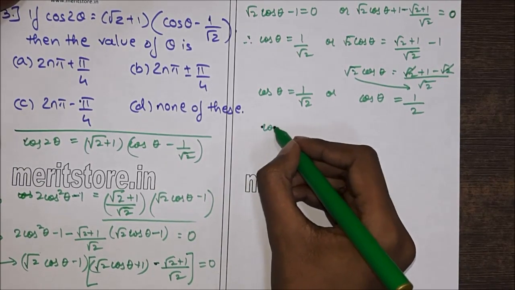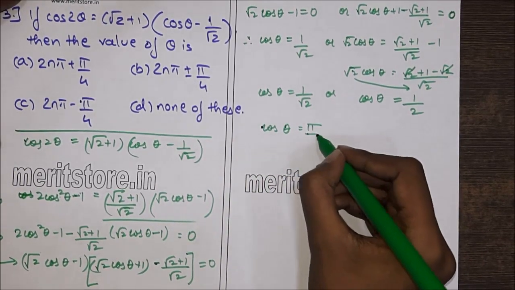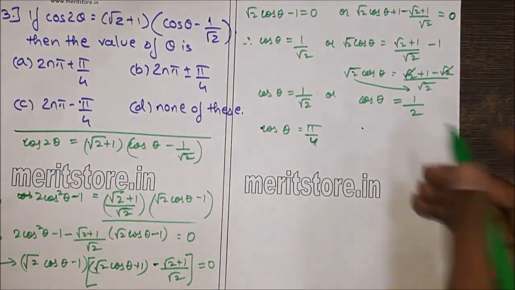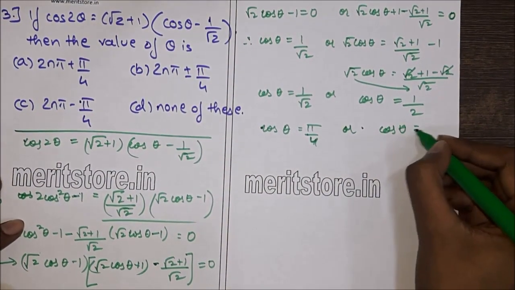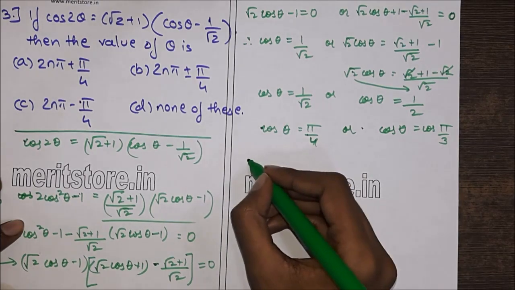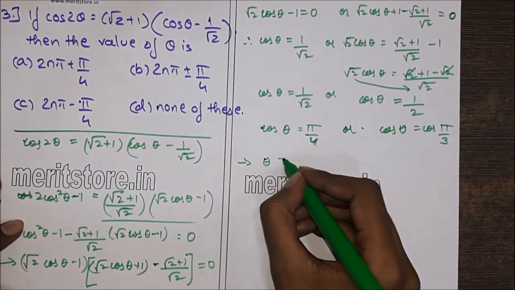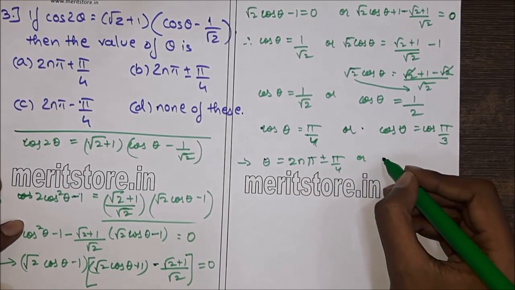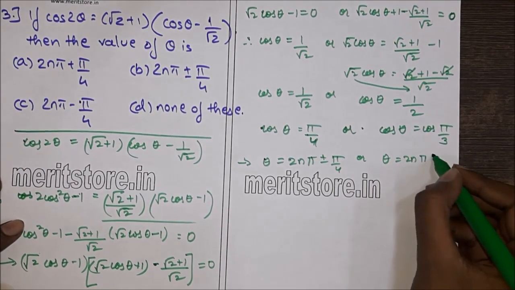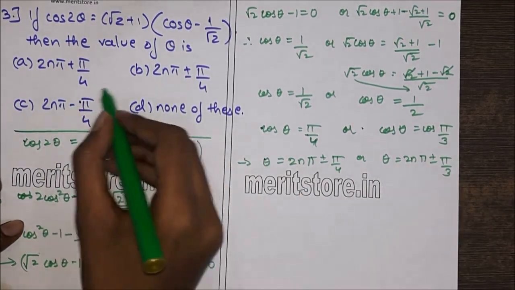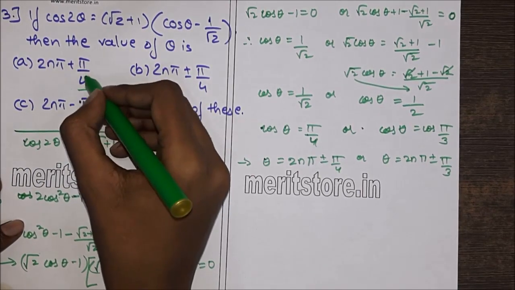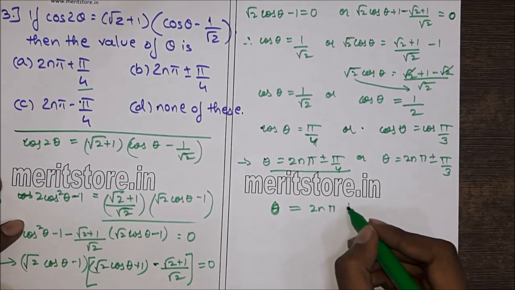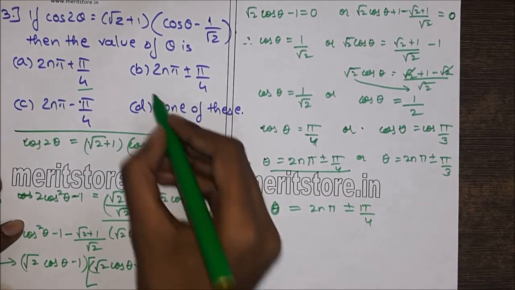So cos theta is either cos of pi by 4 or cos theta is equal to cos of pi by 3. So therefore in general we can write this as theta is equal to 2n pi plus or minus pi by 4, or theta is equal to 2n pi plus or minus pi by 3. So since the option contains the angle pi by 4, we consider this equation. So theta is 2n pi plus or minus pi by 4, which is option B.